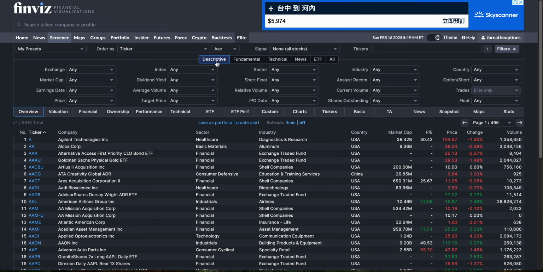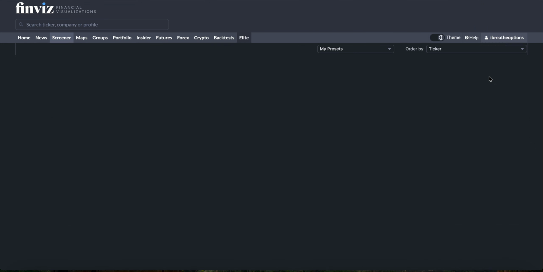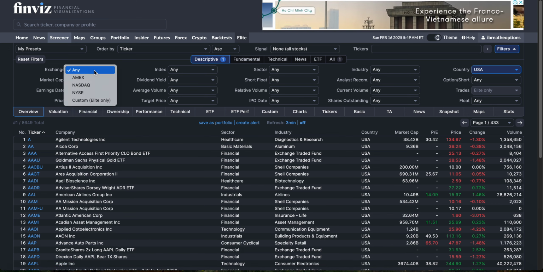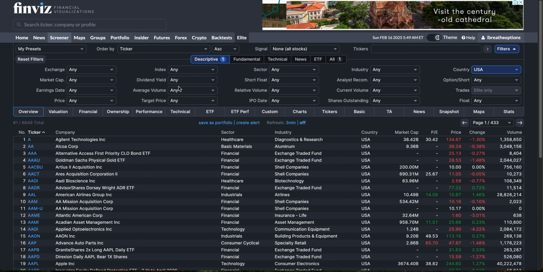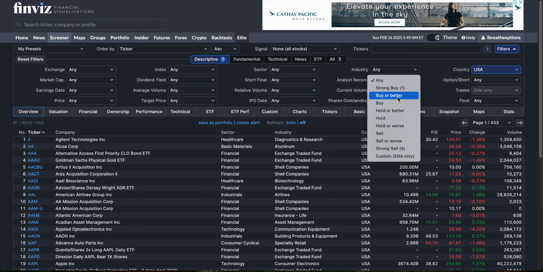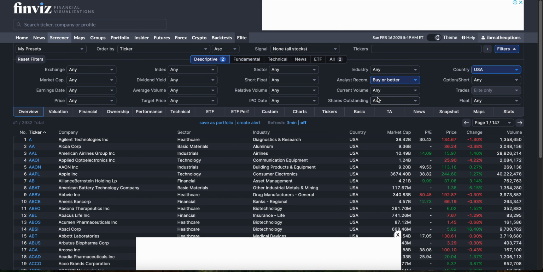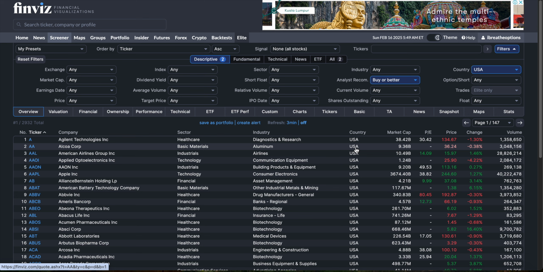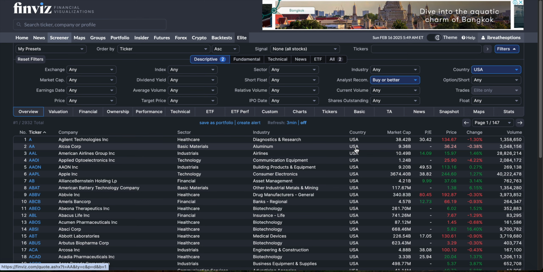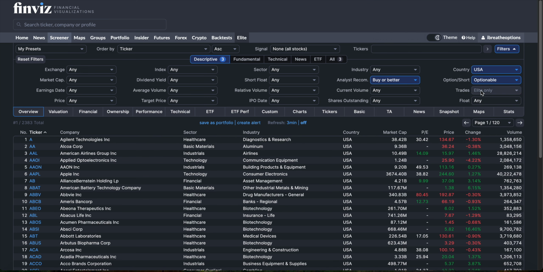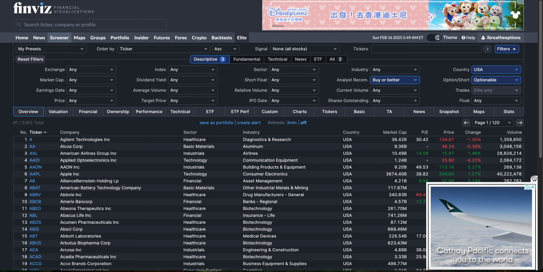Under the descriptive tab here, there are a couple of views. I will just select USA because it's the US stock market. Then let me see, exchange. I will also look at the analyst recommendation, buy or better. Analyst recommendation is quite important because we always want to be with the majority of the experts in the industry. We also look at whether it is optionable, because I'm in the option selling game here.